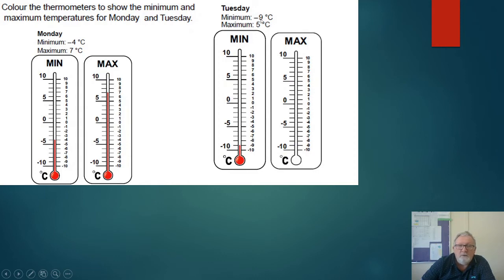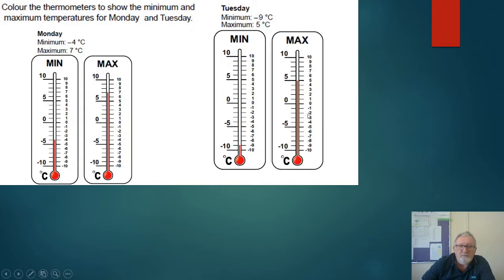-9 degrees is way down here. It's not very high on the scale, through to 5 degrees. So what's the temperature range here? If you said 14 degrees, you're absolutely correct. So if I go all the way from here through to here, there'd be 14 increments on our thermometer. It would have changed by 14 degrees.